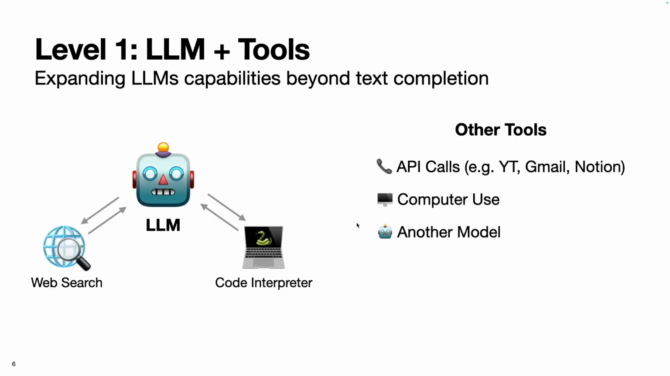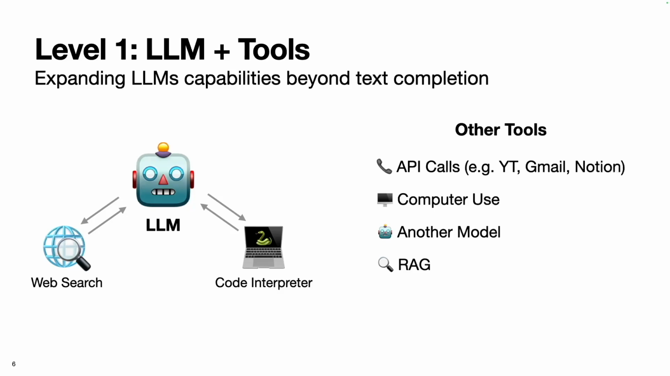Another tool could be another model. So for example, ChatGPT has access to a text to image model. So if you ask it to create an image for you, it can take that request, pass it to this external model, and then take that resulting image and show it to you.